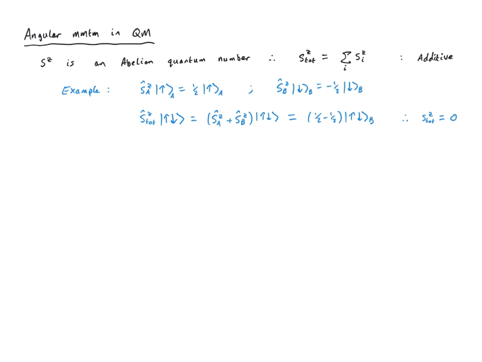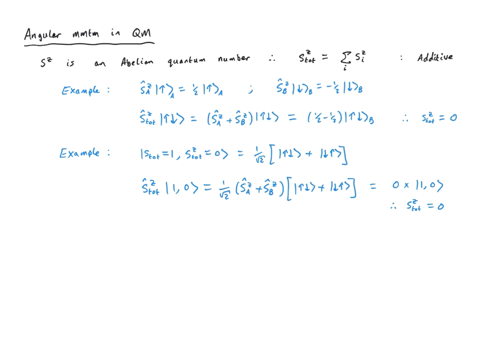If I now consider the combined AB system with the state up-down, and I act on it with the total S^z operator, which I can decompose as the sum of the S_A^z and S_B^z operators, then I have an eigenvalue of 0. So this tells us that the total S^z is 0. It's simply the sum of the individual components.